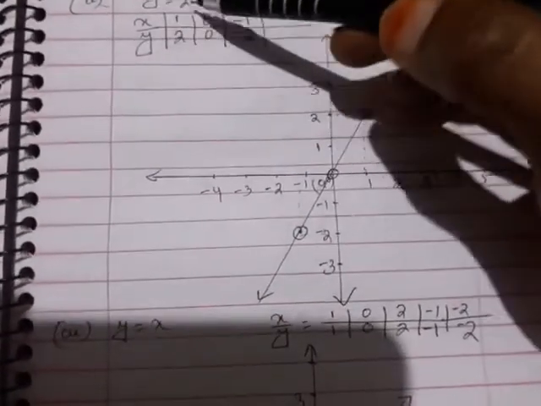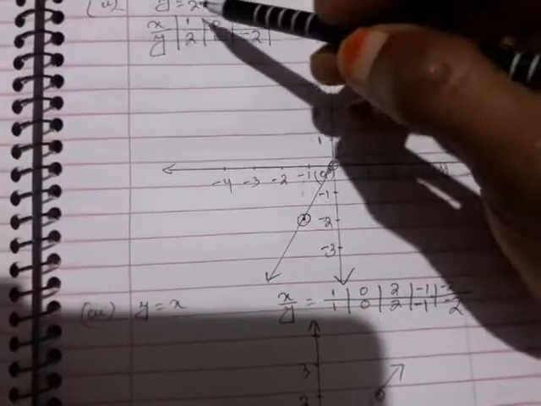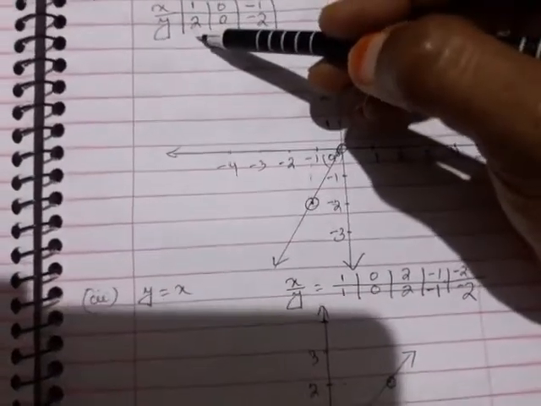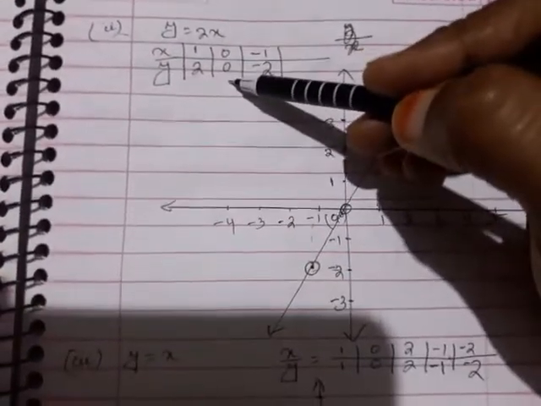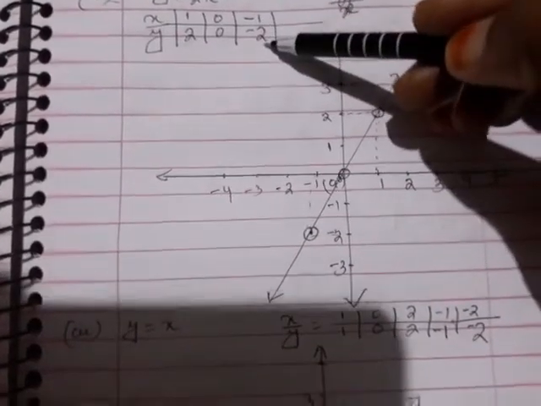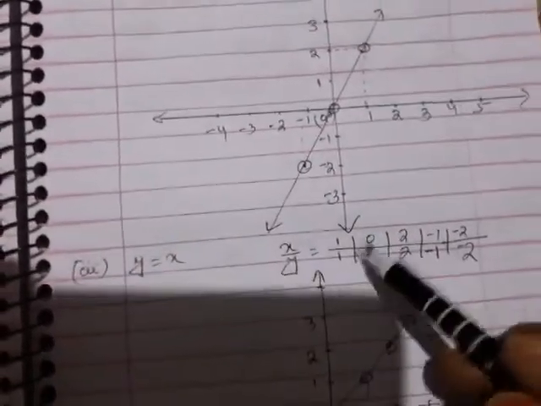Next y is equal to 2x. If x is equal to 1, y is equal to 2. If x is equal to 0, y is equal to 0. If x is equal to minus 1, y is equal to minus 2. Its graph.